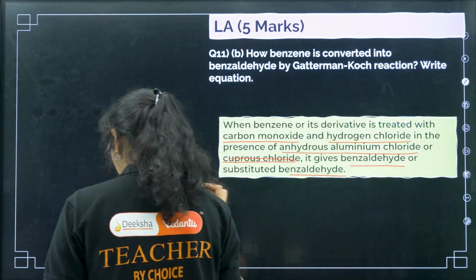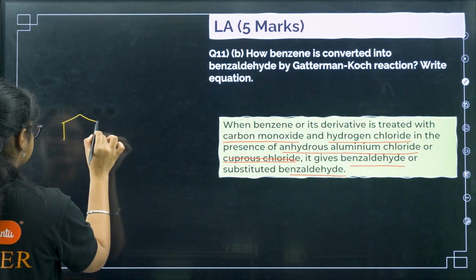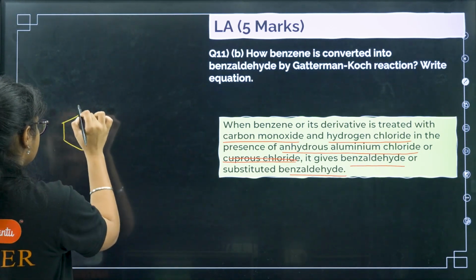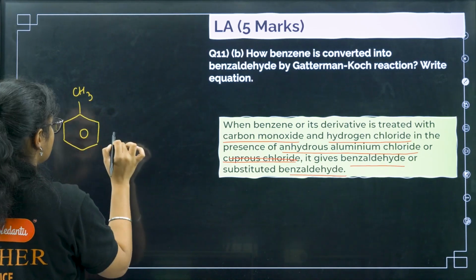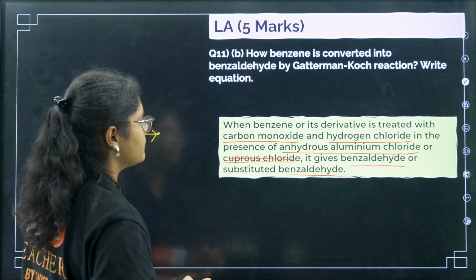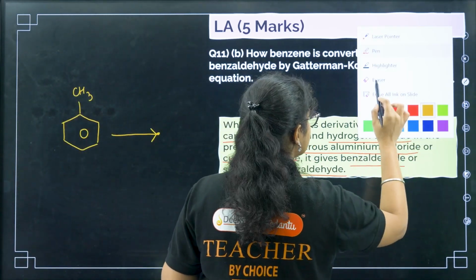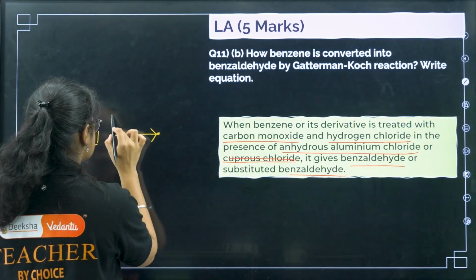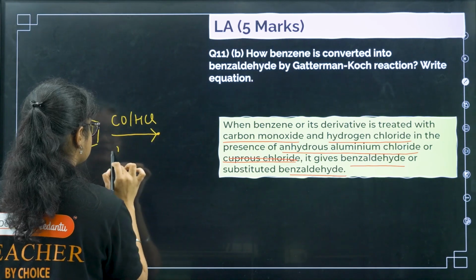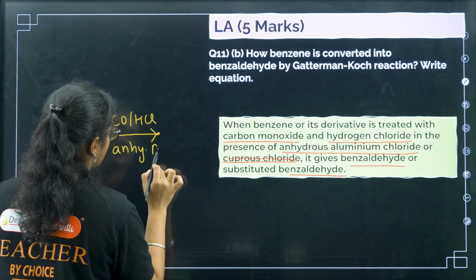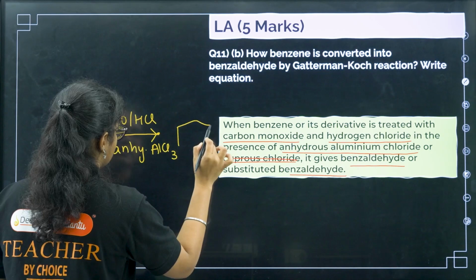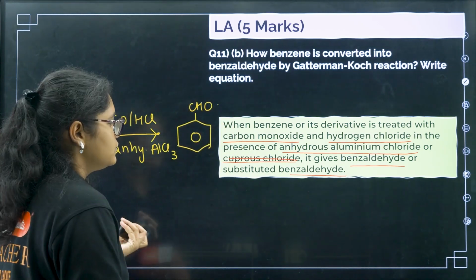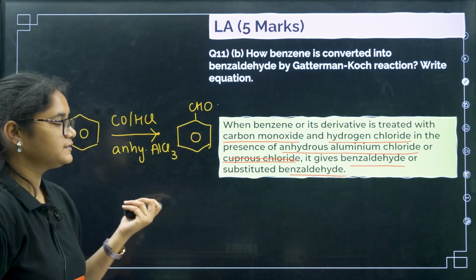Okay, so now if you want to write the reaction, first of all, we need to have benzene, right? You can just take benzene or its derivative is given, so I will take benzene, and then I will react it with CO and HCl in presence of anhydrous AlCl3 to give you CHO. Okay, so that is the reaction. This is the definition, carries 2 marks.